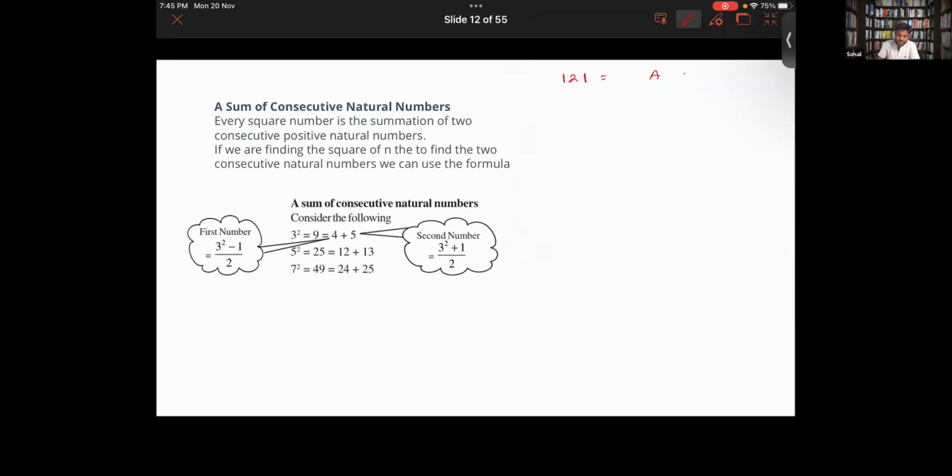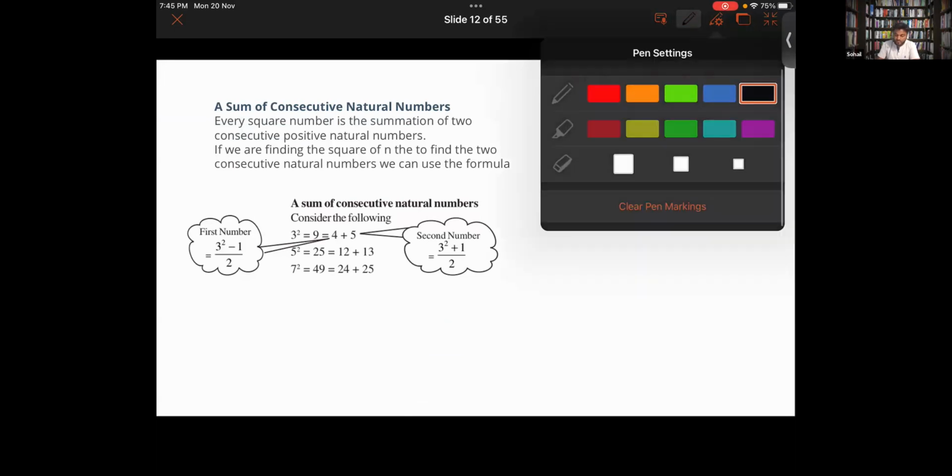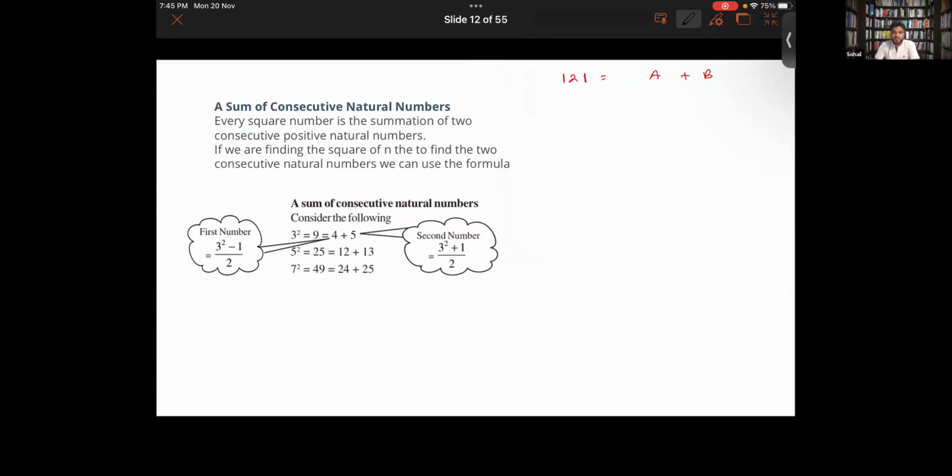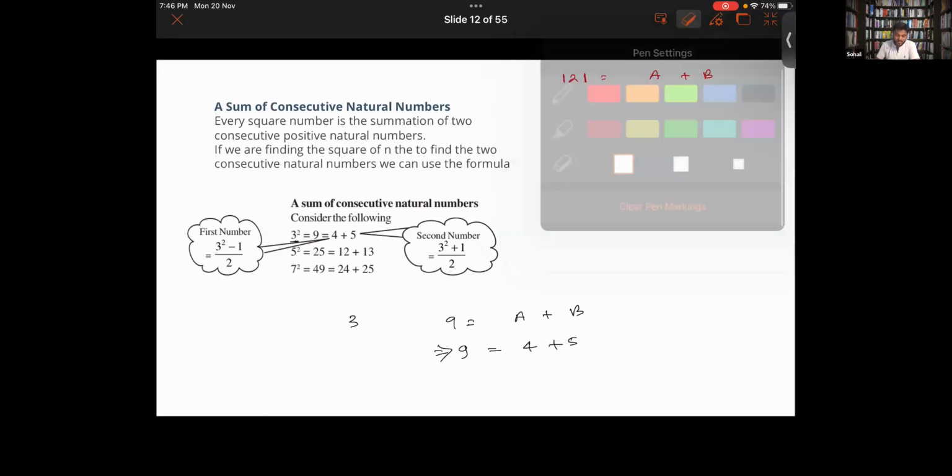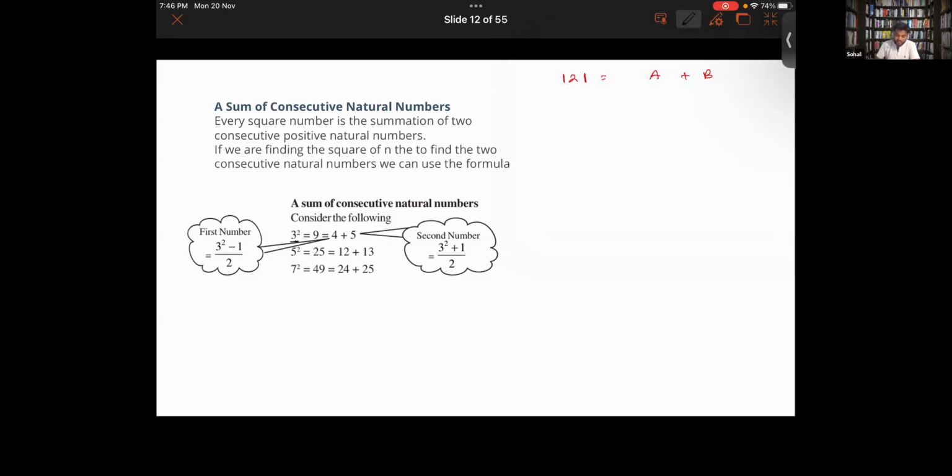121. I have a doubt, sir. After finding the A and B, what should we do? After finding A and B, you just have to show it in the equation. For example, 9 is equal to A plus B. I have found A and B, so now I will write my answer: 9 equals 4 plus 5. This is how you have to show your answer. So 121 equals A plus B. Second question. This one will be solved by Ahmed.